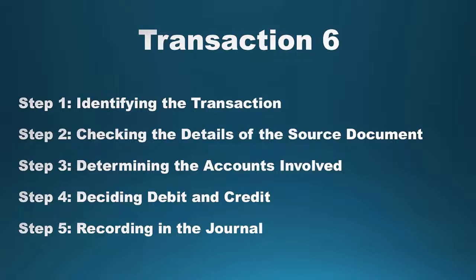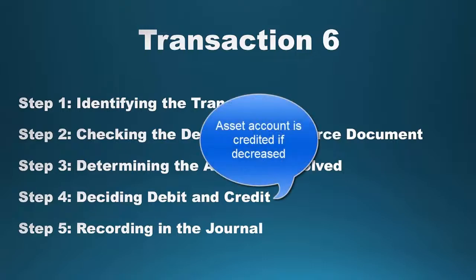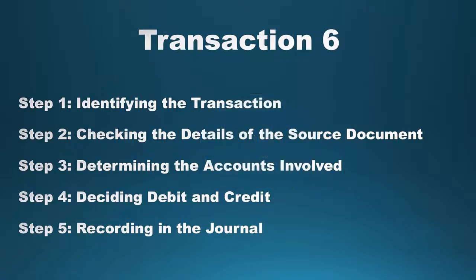The bank account is credited because the cash balance and asset is decreasing. A decrease in assets is always recorded as a credit. So we'll debit the advertising expense account and credit the bank account for $500.